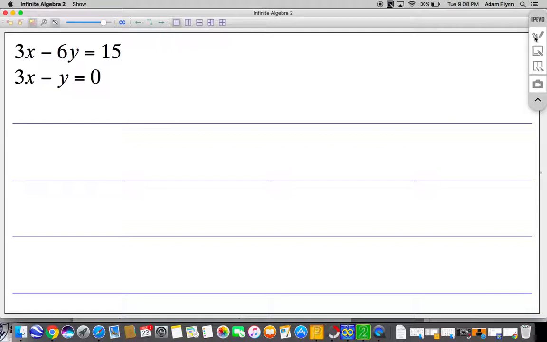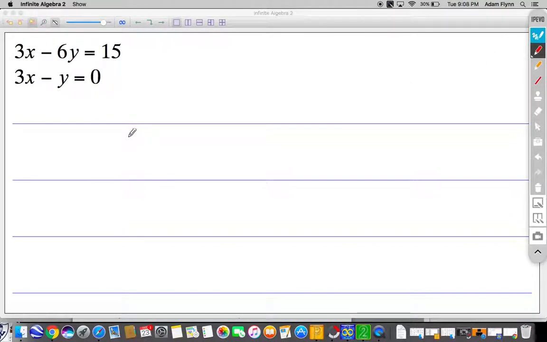Number 3. So taking a look at number 3, I have 3x minus 6y equals 15, and I have 3x minus y equals 0. Okay, nothing eliminates right away, so I'm going to pick whatever is easiest for me. And taking a look here, I've got 3x and 3x as my two first terms. So if this bottom 3x were a negative 3x and I combine them, my x's would eliminate. So my goal will be to turn this 3x into a negative 3x. And I can do that by multiplying this entire equation by negative 1.